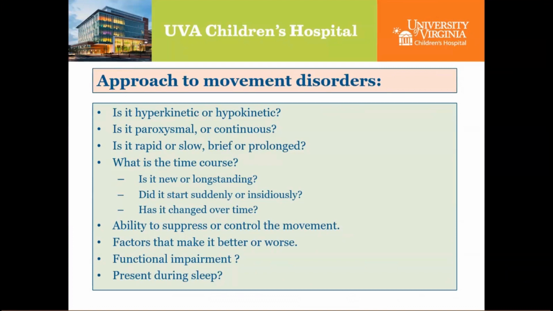We ask about the time course, whether these movements are new or have been there, whether they started suddenly or insidiously, and how they changed over time. Then we ask more specific questions regarding the ability to suppress or control the movements, the factors that make them better or worse, and whether they're causing any functional impairment. And importantly, we always ask if the movements are present during sleep. These are the questions that help us differentiate different types of abnormal movements.